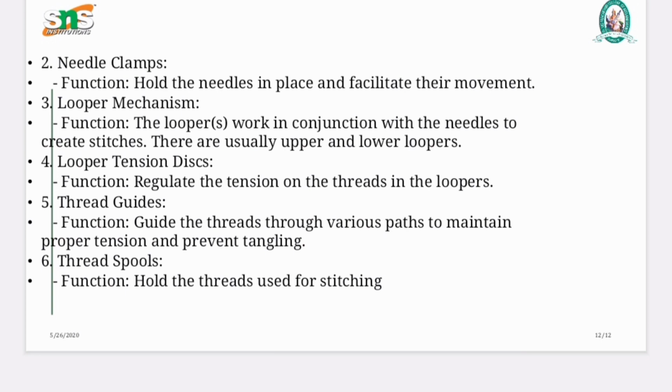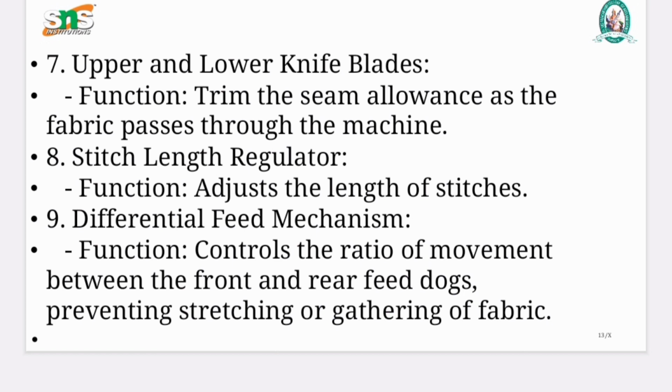Thread guides guide the thread through various paths to maintain proper tension and prevent tangling. Thread spools hold the threads used for stitching. Upper and lower knife blades trim the seam allowance as the fabric passes through the machine. Stitch length regulator adjusts the length of the stitches.